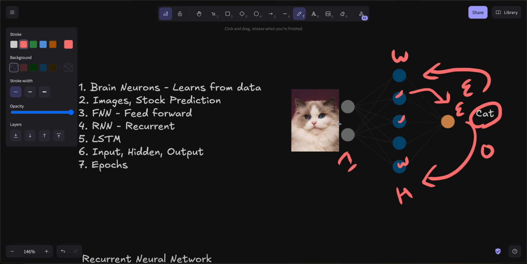In this example, we took a picture of a cat and finally concluded that, hey, this is a cat. And this whole model is called a feed-forward neural network.